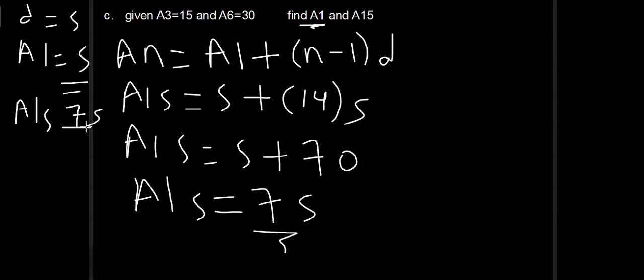If they give you two values, and you're looking for A1 and also D, most of the time these are the type of questions that you can encounter, especially in this topic on arithmetic sequence. I hope you guys get some understanding and some concepts from this video.